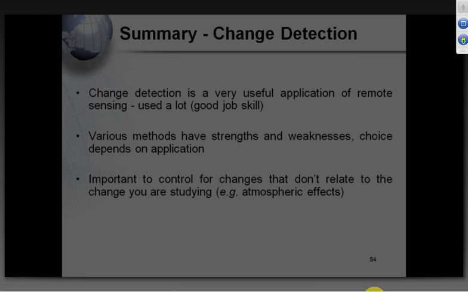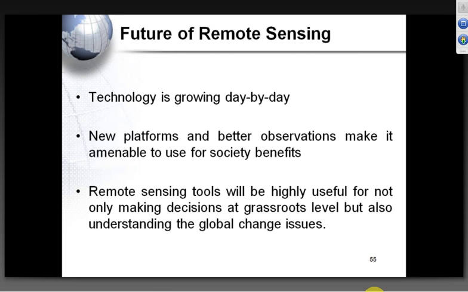So the future of remote sensing is, as you all know, technology is growing day by day. And in the remote sensing field, new platforms and better observations make it amenable to use for societal benefits. Remote sensing tools will be highly useful for not only making decisions at grassroots level, but also understanding global change issues.